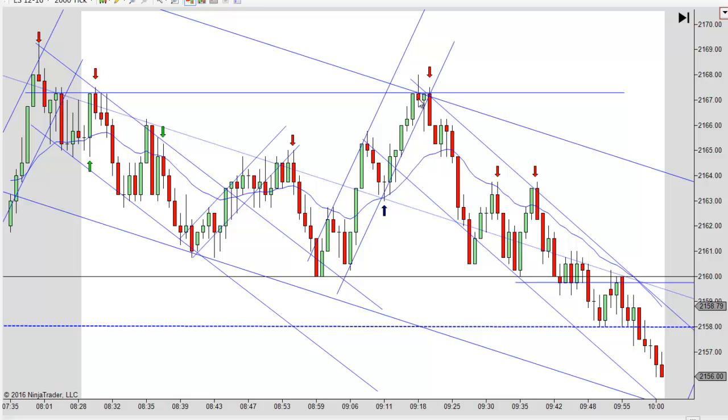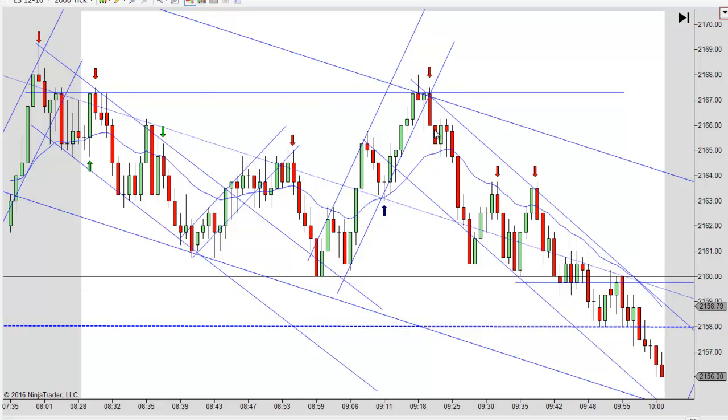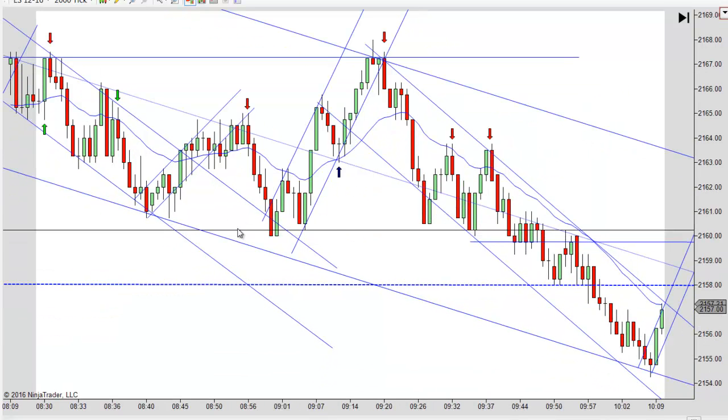I don't like it entering on the first entry, but when it tried to go higher there again, and you get a double test of that double top and that big bearish bar, I like getting in right there and seeing if it's not going to head back down and test these lows.